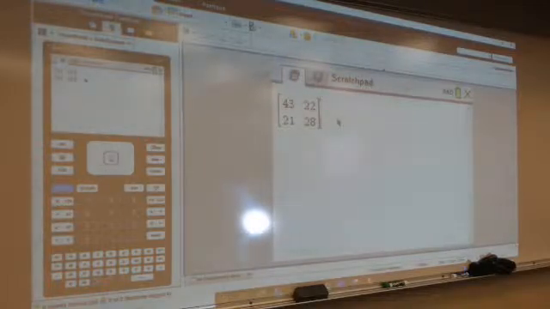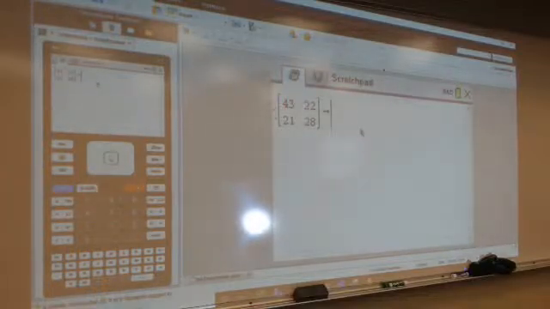Now we have to save this as a name. Right here in blue, there's a store button, STO. Hit Control, and it'll put a little arrow there. We're going to store it, and I'm going to call it obs for observed. These are my observed values. Press enter, and it is now stored in this matrix.